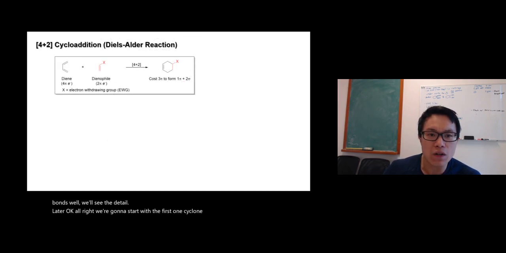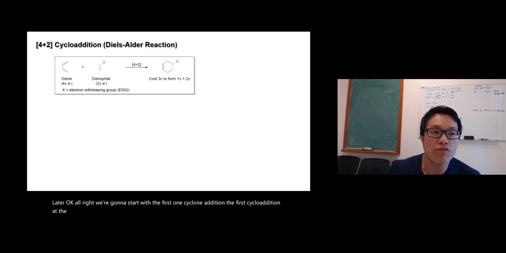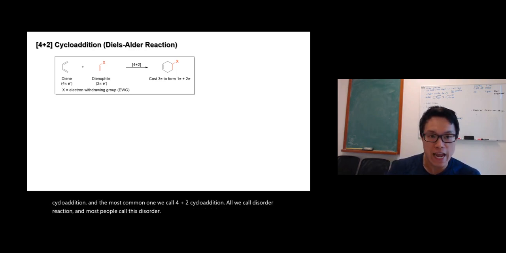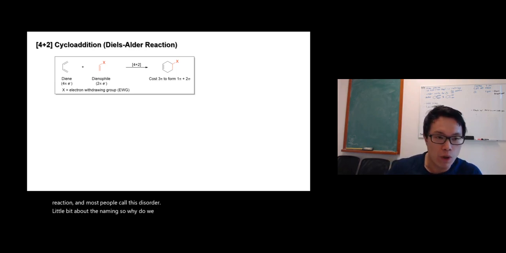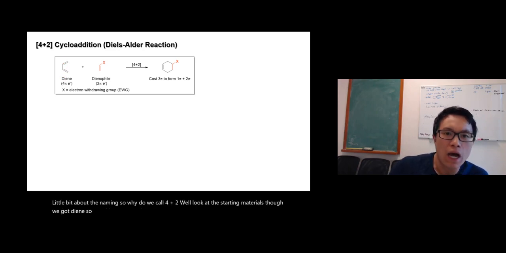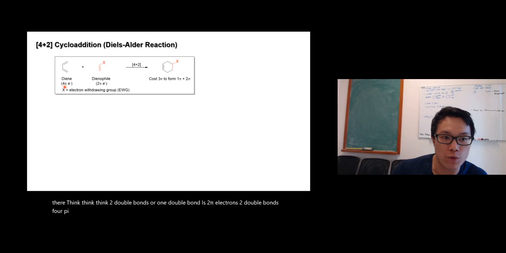All right, we're going to start with the first one, cycloaddition. The first cycloaddition and the most common one we call [4+2] cycloaddition, or the Diels-Alder reaction, and most people call this Diels-Alder. A little bit about the naming. Why do we call it 4+2? Well, look at the starting materials. We have a diene, so 2 double bonds. When we have 2 double bonds, how many pi electrons are there? One double bond is 2 pi electrons, so 2 double bonds, 4 pi electrons. That's where the number 4 comes from.